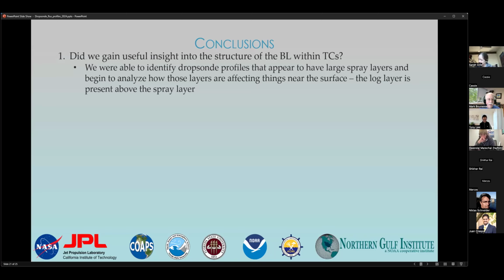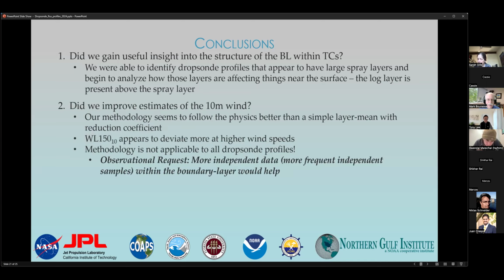So in conclusion, did we gain useful insights into the boundary layer of tropical cyclones? Sure. We identified roles of spray. We identified roles of displacement height. We showed that you can get these from single sondes. It's pretty neat. Did we improve our estimates of 10-meter winds? On the basis of physics, better physics, we could argue that we've improved it. Have we demonstrated that it's better? That's going to take a lot more observations to demonstrate that. But in terms of physical parameterization, absolutely it's better.